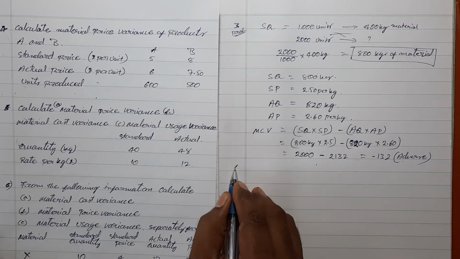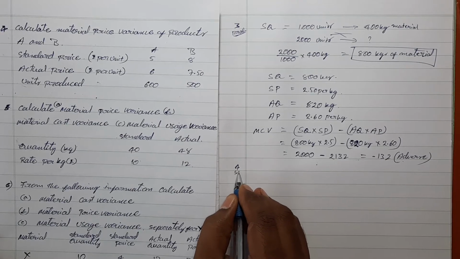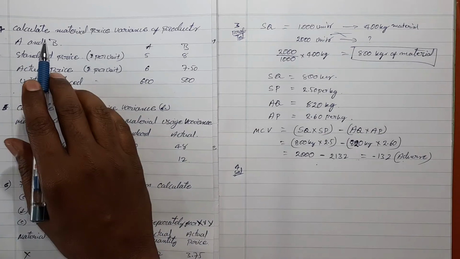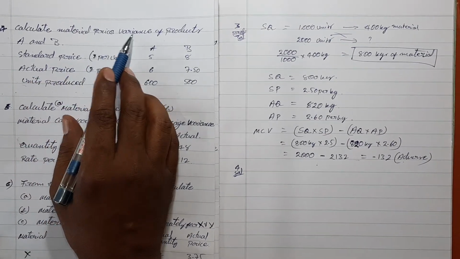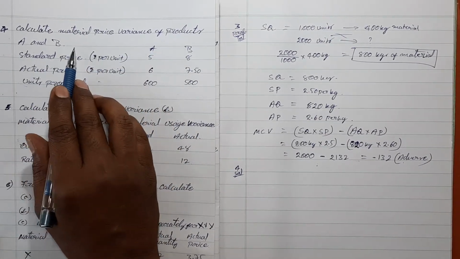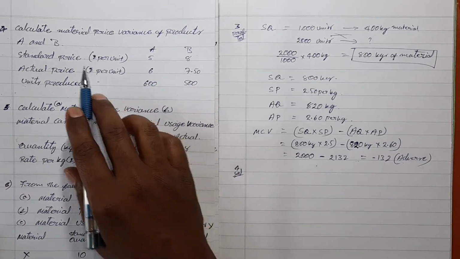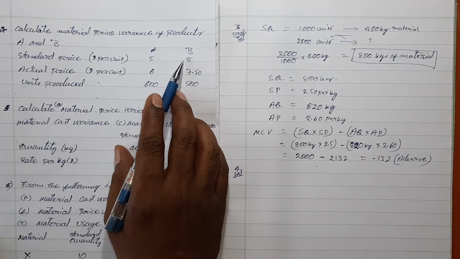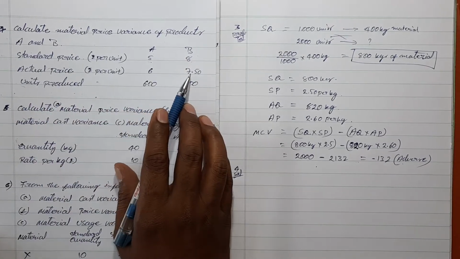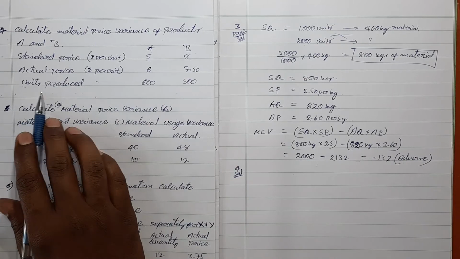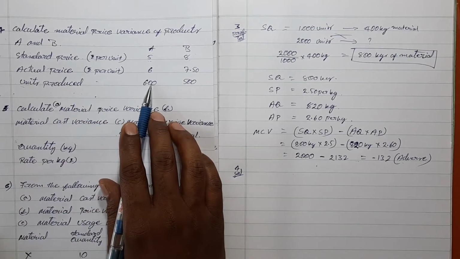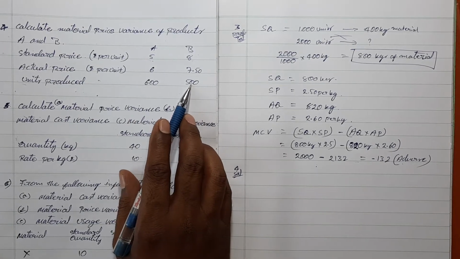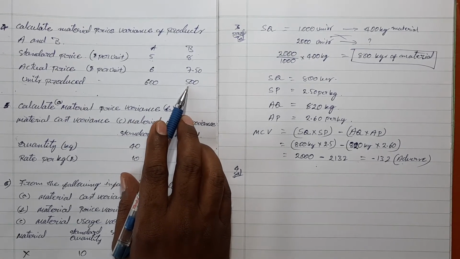Next, problem number 4. Calculate material price variance of products A and B. Two products are given here. Standard price is 5 for A and 8 rupees for B, and actual price is 6 for A and 7.5 for B. Units produced for A are 600 units, and for B 500 units.